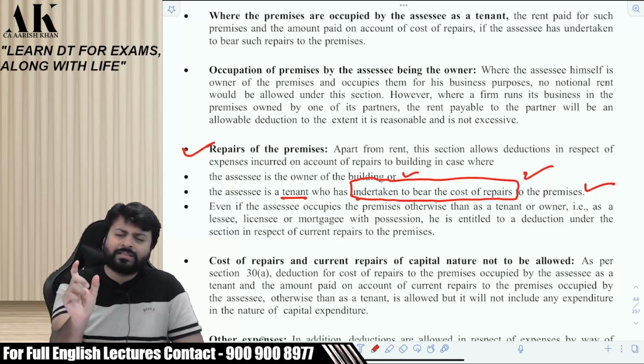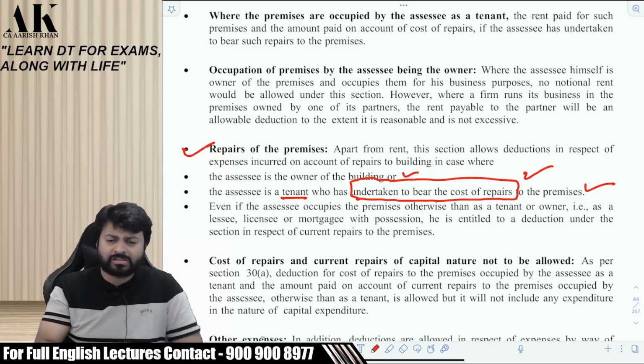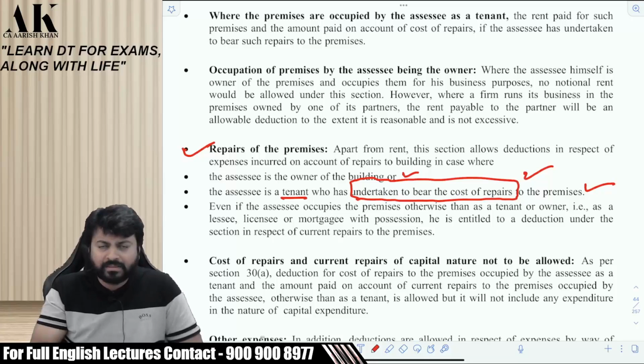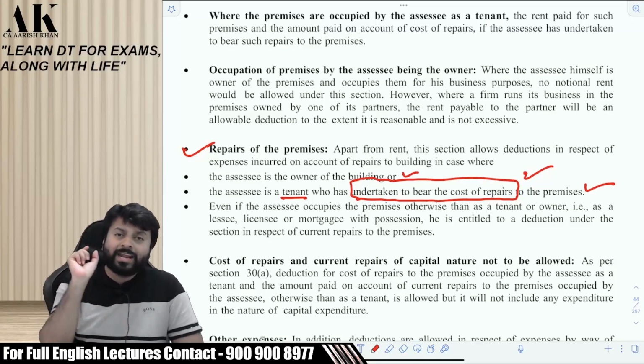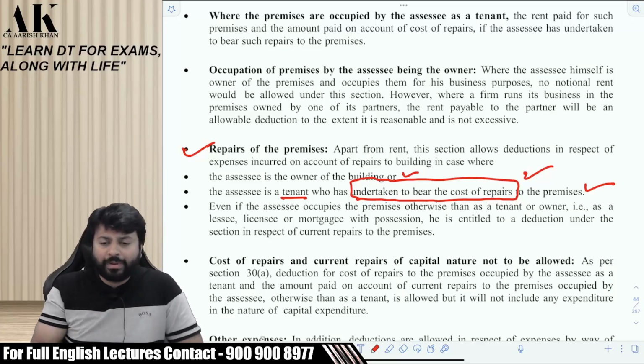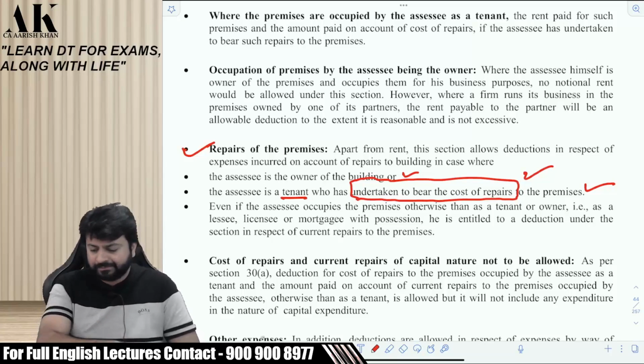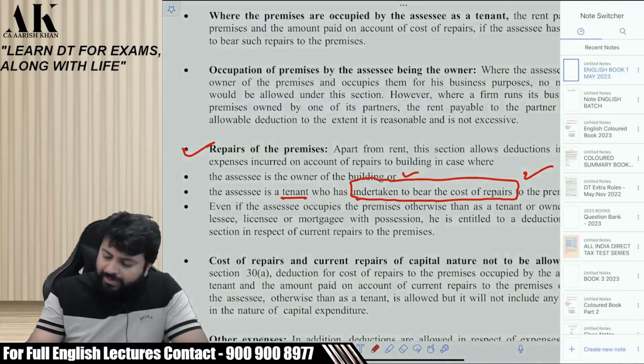Do you know that in a lease agreement there is a repair clause? In case of damage to the property, who will repair? So the tenant has to undertake to bear the repairs. Otherwise, he will not get the deduction. This clause has to be there in the deed, that is, the leave and license agreement, lease agreements. Okay. So there was one issue now. Pay attention on the board, please.